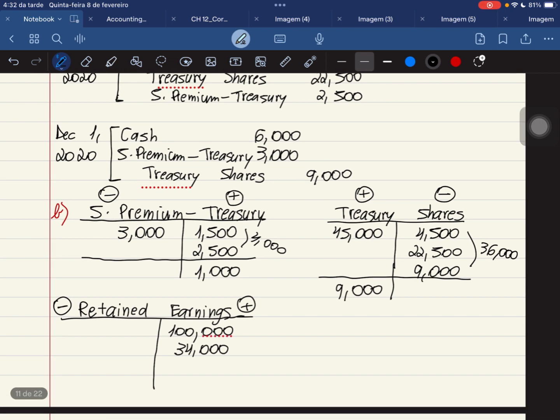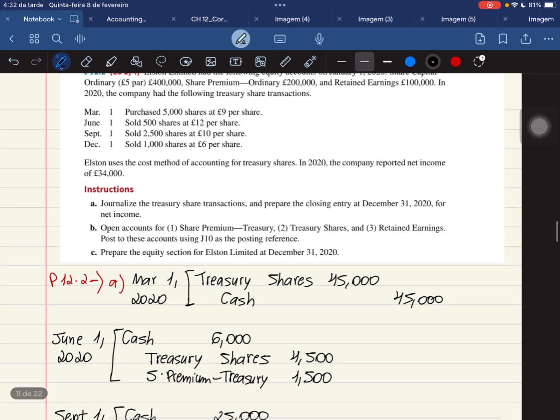And for retained earnings, we don't have any other changes, I believe. So you can just go ahead and add them up like this. C. Prepare the equity section for Elston Limited at December 31st of 2020.